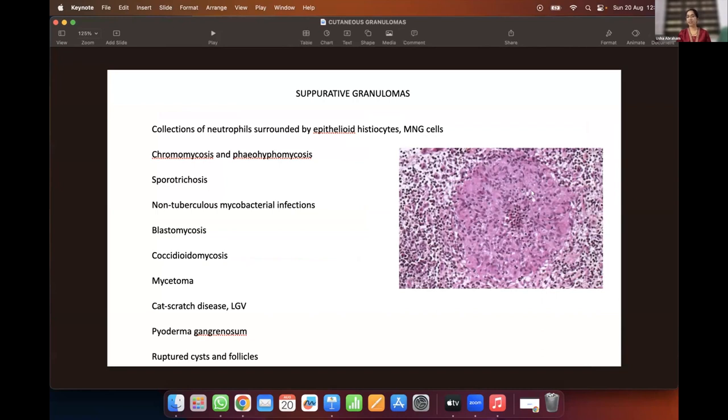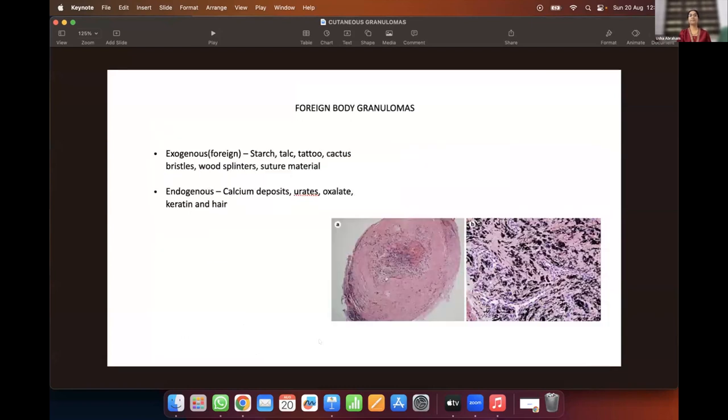So the special stains for fungus, as we said, are PAS and GMS. All the fungal infections such as chromomycosis, phaeohyphomycosis, sporotrichosis, blastomycosis, coccidioidomycosis, and mycetoma have to be ruled out. The other non-fungal conditions are non-tuberculous mycobacterial infections, cat scratch disease, LGV, pyoderma gangrenosum, and also ruptured cysts and follicles, which can show suppurative granulomas.